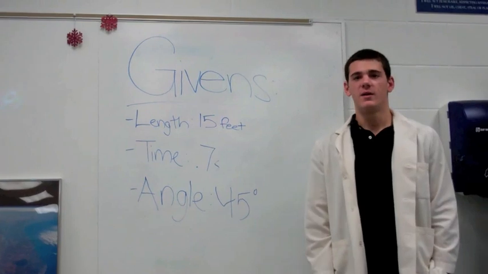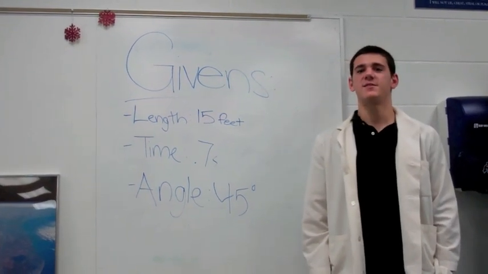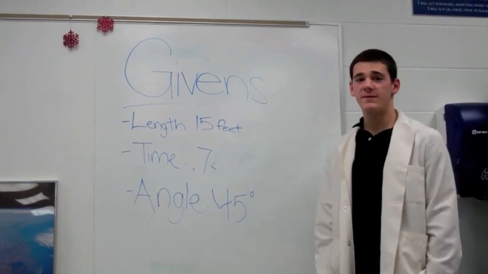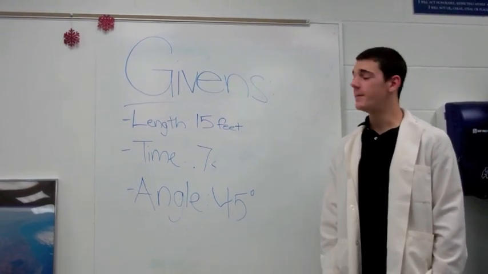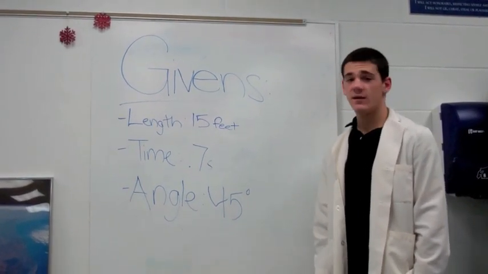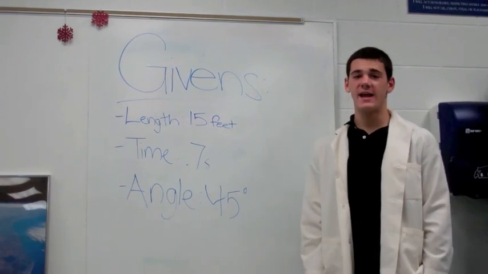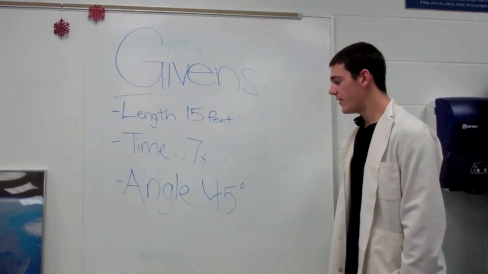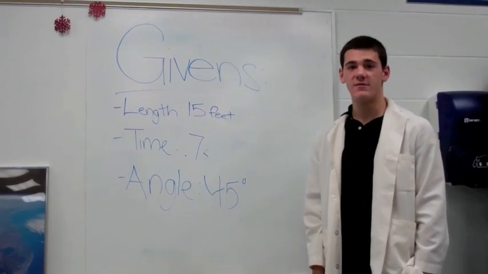We can use physics to calculate the initial velocity of the ball leaving a player's hand when the free throw is shot. For John's uncontested free throw, we have a few givens. First, the length of the shot will be 15 feet from the shooter to the basket. Second, the time released from the shooter's hand to going into the hoop will be 0.7 seconds. And the angle John will be shooting at is 45 degrees.